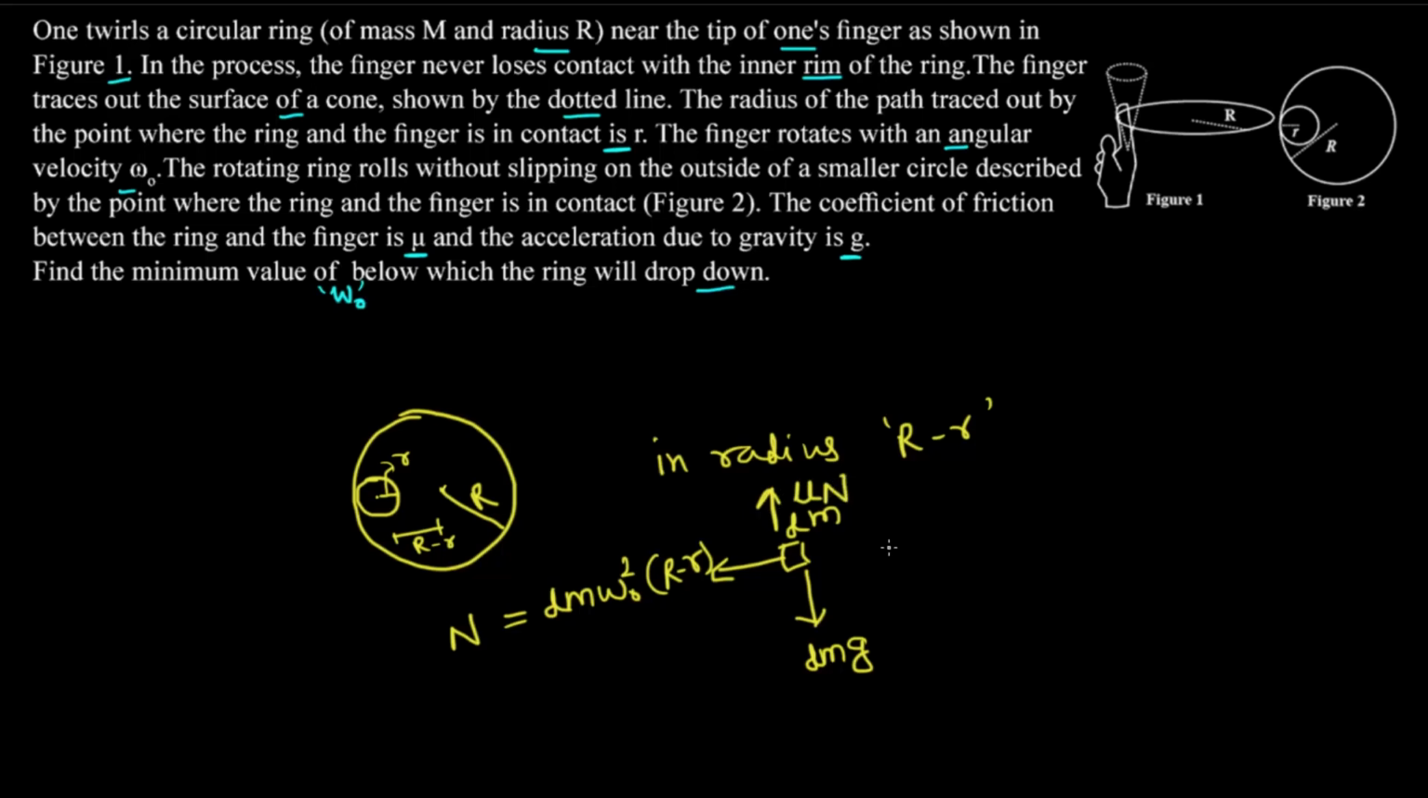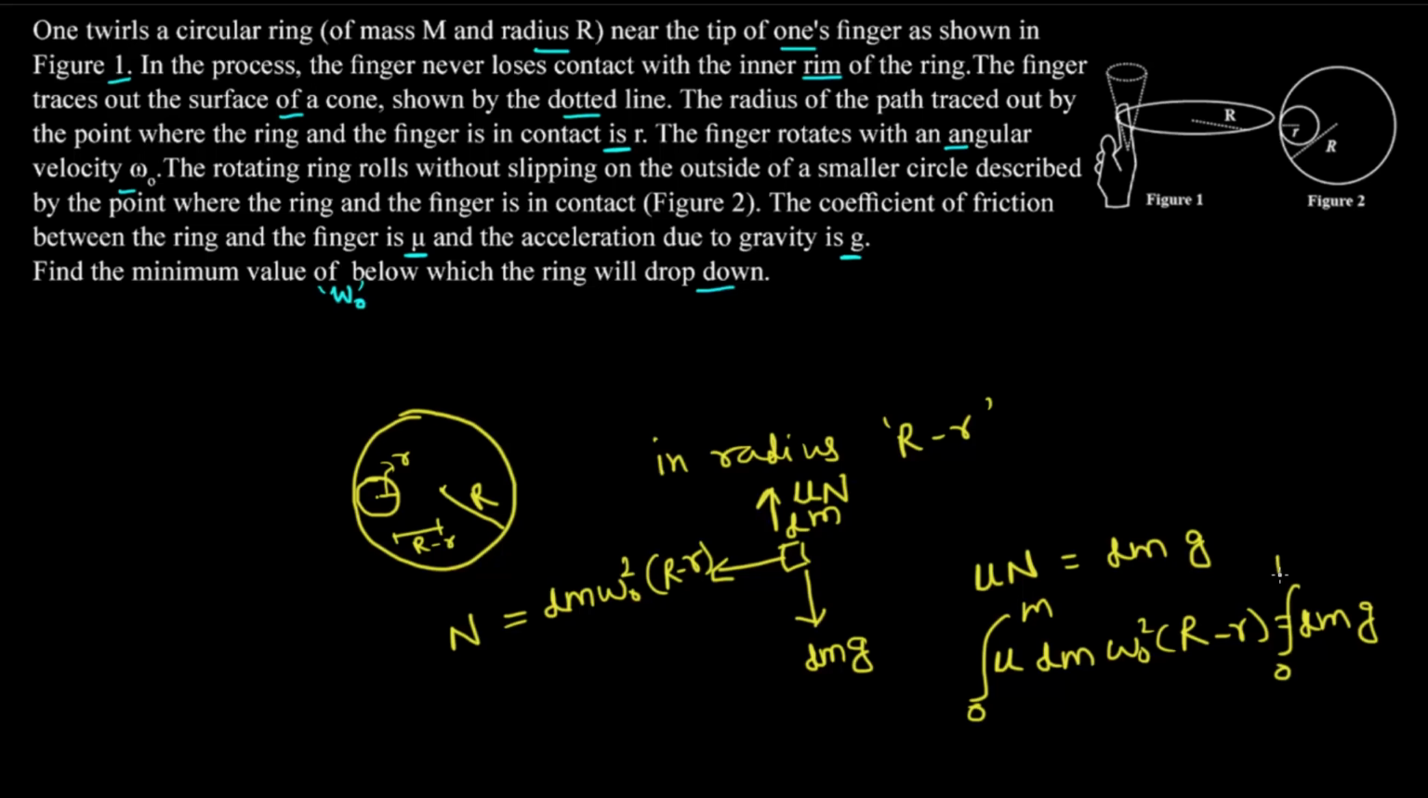Now if we integrate, the whole ring performs the same scenario. So we can say that mu times N is equal to dm times g, because this friction is responsible for holding the ring. Now all we need to do is integrate for the whole ring, because every particle is performing the same rotation about this center R minus r. Now the value of normal reaction will be dm omega naught square (R minus r), and mu times that is equal to dm times g. So let us integrate this. So integral of dm is just from 0 to m. So it comes out to be mu times m omega naught square (R minus r) is equal to mg.